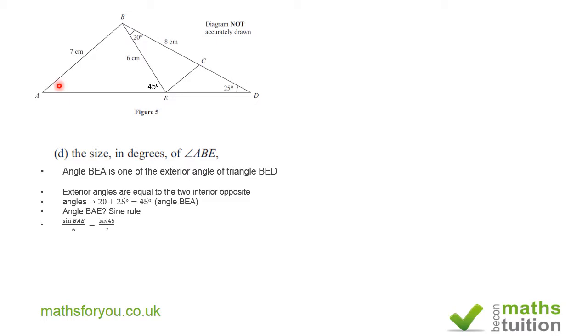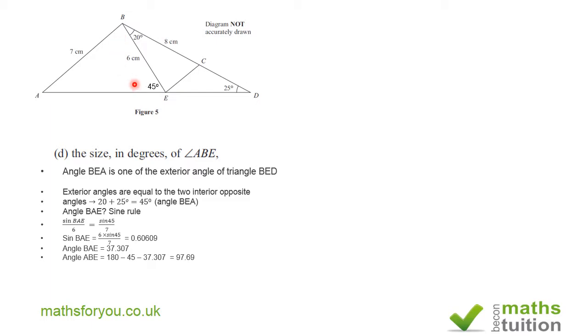So to find this angle, we need to use the sine rule, and that's what we got here. So sine BAE, this one here, divided by 6, which is the opposite, is equal to sine 45 divided by 7. So sine BAE then becomes 6 times sine 45 divided by 7. We get sine BAE as 0.60609. If we find the inverse of that, that will then give us angle BAE of 37.307 degrees.